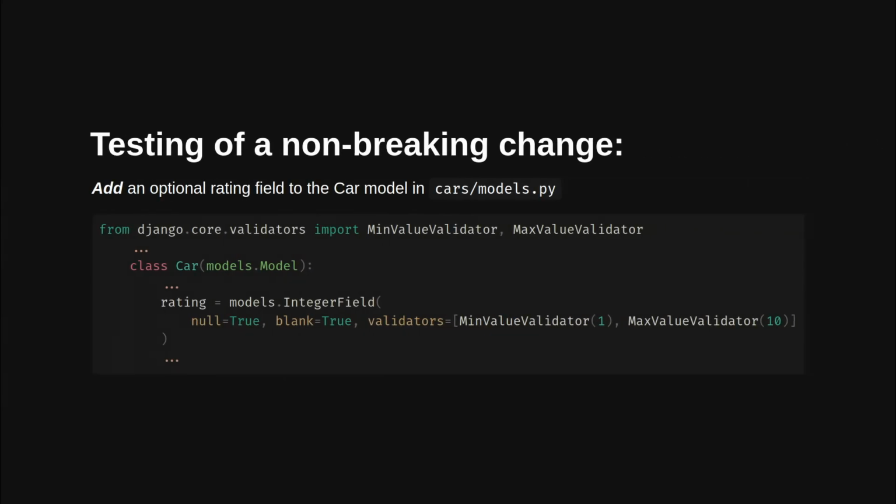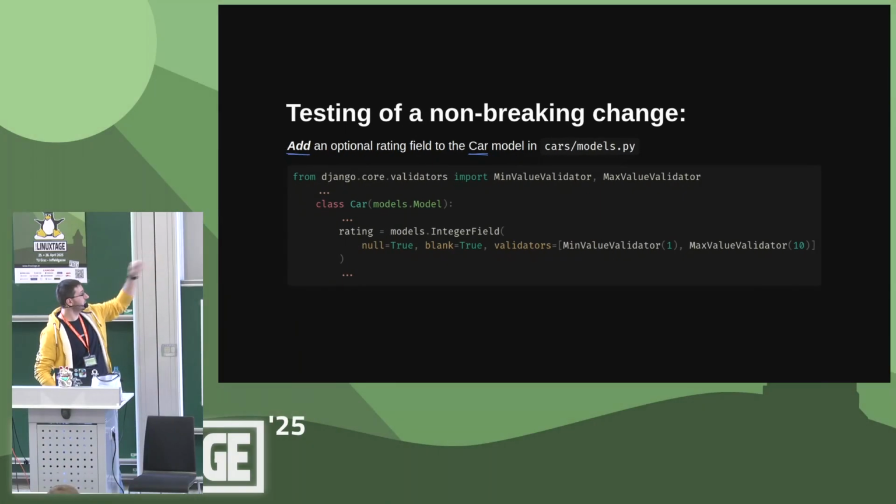Let's look at a non-breaking change. This is typical, something that will be added over time to an API. I chose an example now to add a rating field to our car model. It's nothing more than an integer field that has now been added to this model. This means when I extend this in Django, I will have to run the makemigrations command. It will generate a new migration. I have to migrate my database and I will have this new field.